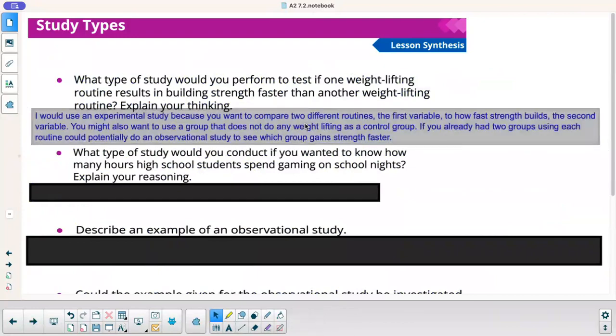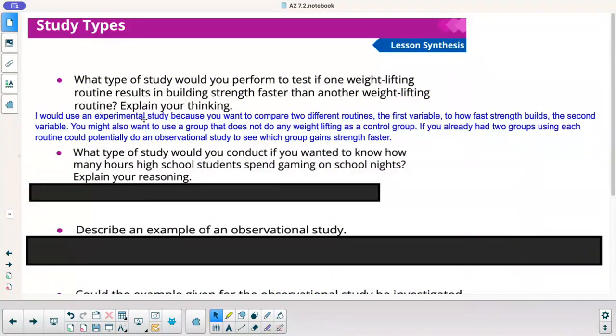Explain your thinking. I would use an experimental study because that's easy. You can have 2 groups. You want to compare 2 different routines. The first variable affects how fast strength builds, which is the second variable. You might also want to use a group that does not do any weightlifting as a control group. If you already had 2 groups using each routine, you could potentially do an observational study to see which group gains strength faster.